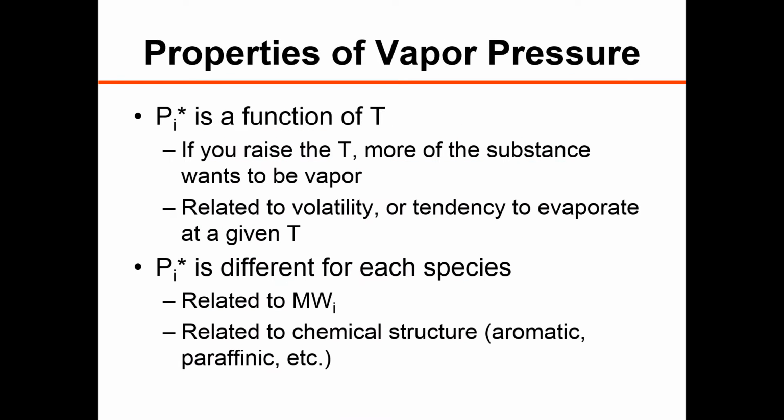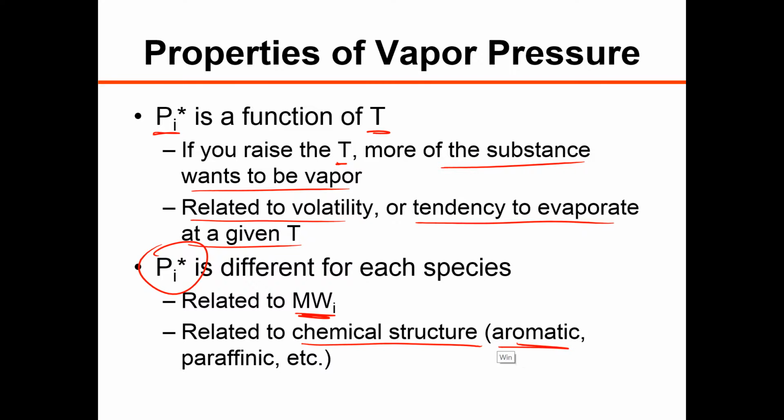Okay, so properties of vapor pressure. This vapor pressure is a function of temperature. If you raise the temperature, more of the substance wants to be a vapor. So it's related to the volatility, or tendency to evaporate at a given temperature. But the important thing is that this is going to be different for every species, and it's related to molecular weight, although we don't predict it based on molecular weight, and it's also related to chemical structure: aromatics, paraffins, and others.